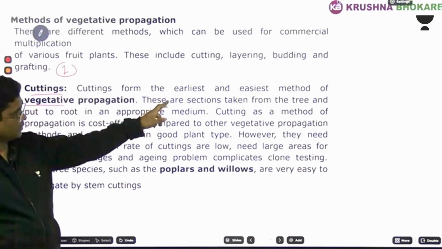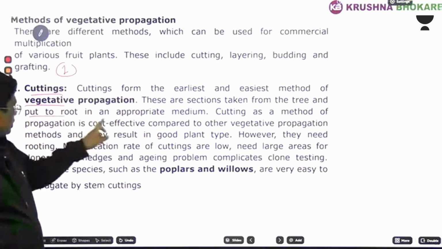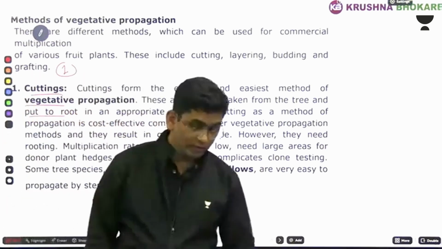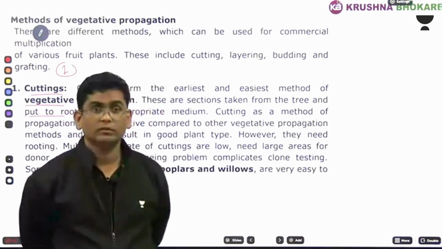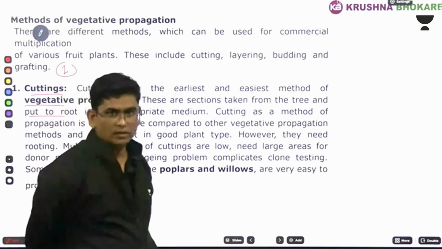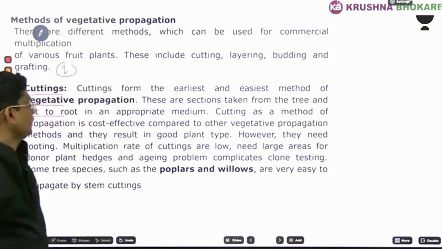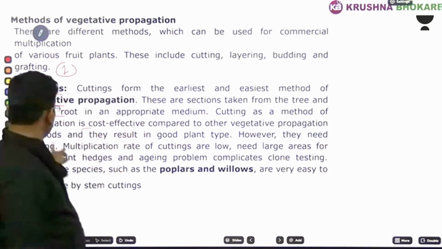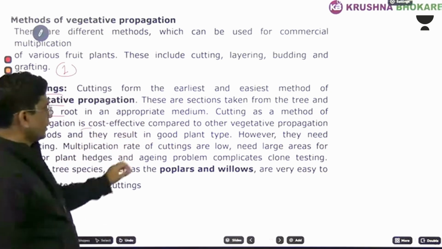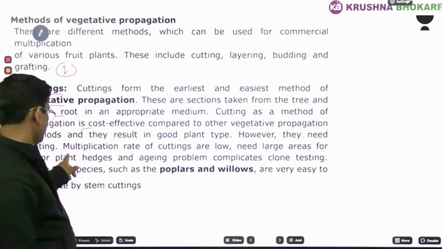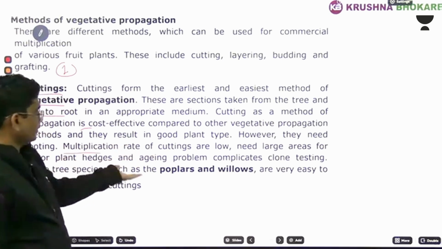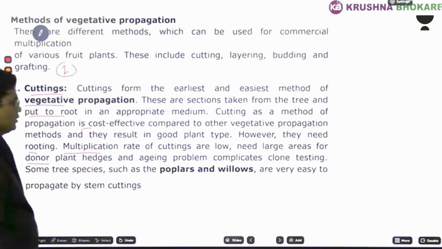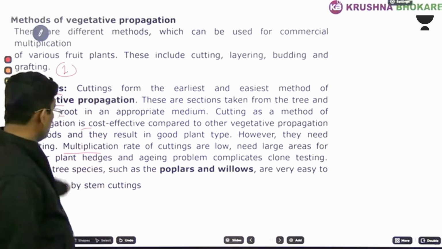These are the sections taken from the trees and put in an appropriate rooting medium. Mostly which growth regulator is used for rooting? Auxin is used. You are dipping in the auxin and then planting. So cutting is a cost effective method of propagation compared to the other vegetative methods, and it results in good plant type. However, they need rooting. The multiplication rate of cuttings is low. They need a large area of donor plant hedges, and aging problems complicate clone testing.